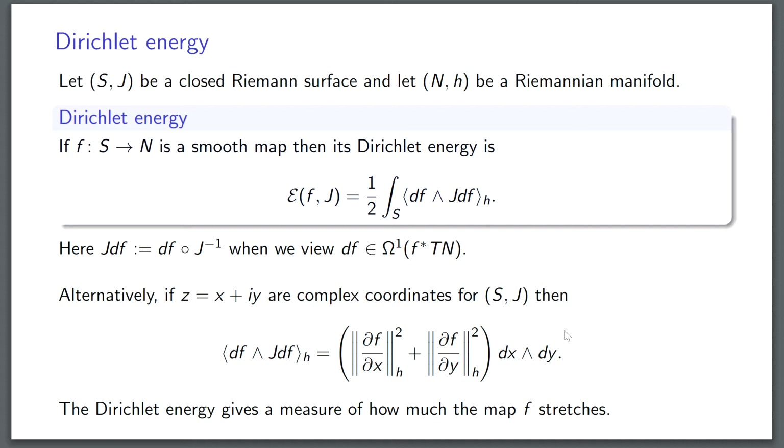And in this expression perhaps the role of the metric on the target is a little bit more clear. And you should think of the Dirichlet energy as giving a measure of how much a map f stretches. How much you have to stretch a Riemann surface in order to map it into N along the map f.